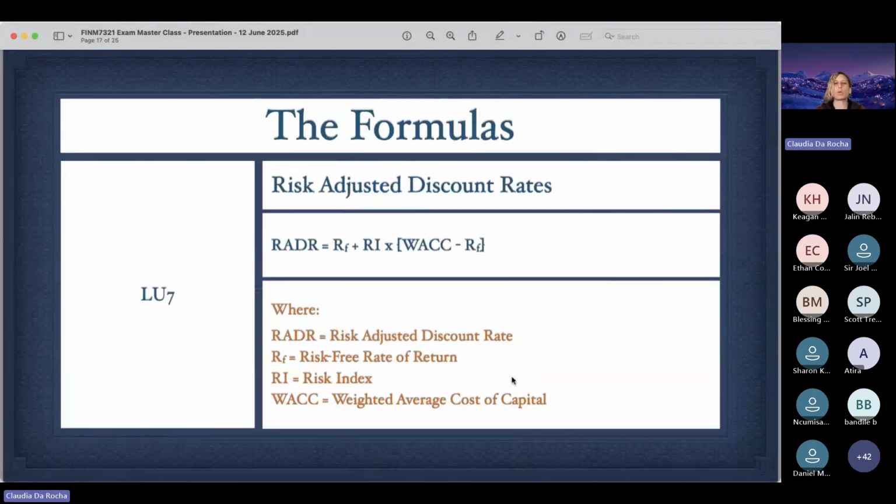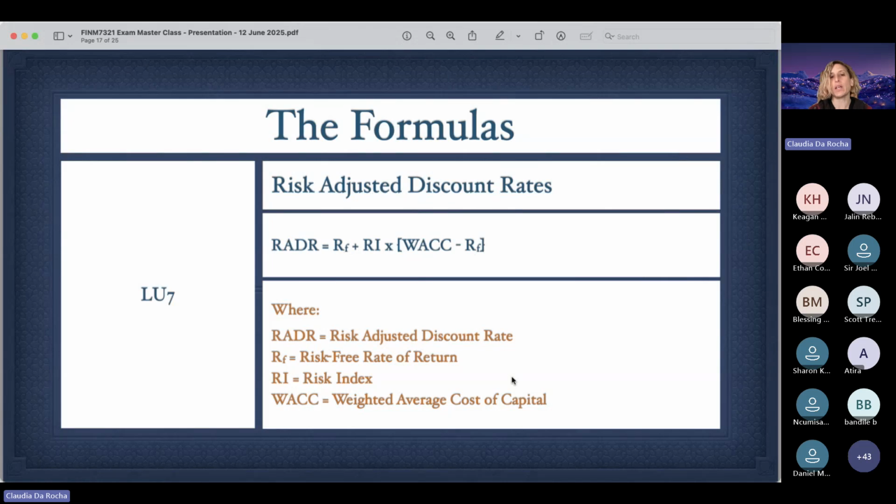Okay, then we have what we call risk-adjusted discount rates, which in essence is a different version of the CAPM formula, where we take into account something called the risk index. So we'll just go through how this correlates to your CAPM. CAPM is something that you would have already learned previously in another learning unit. So this is just to factor in specific risk in a specific risk index.